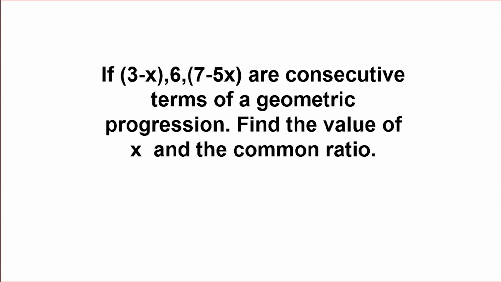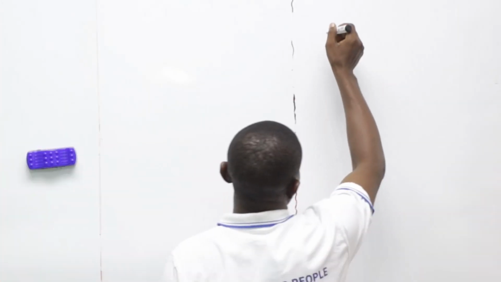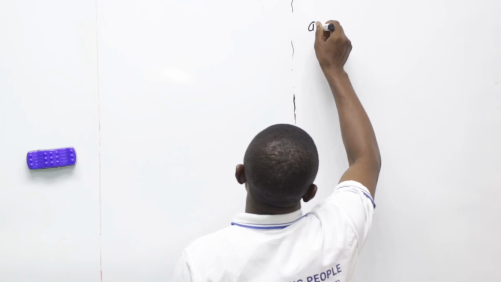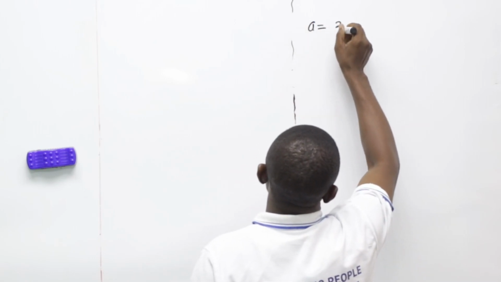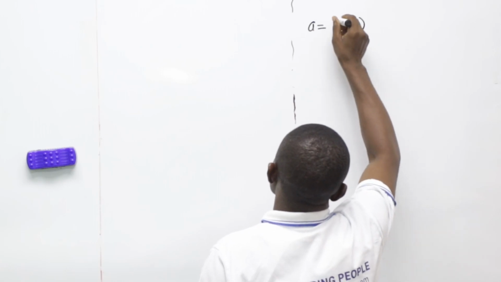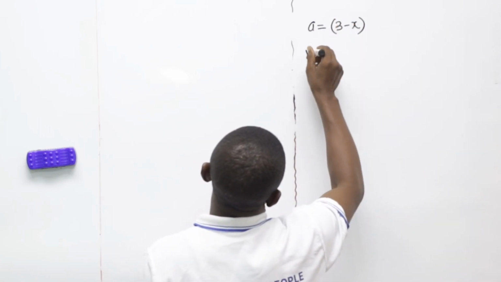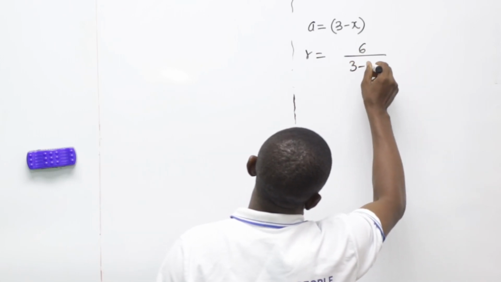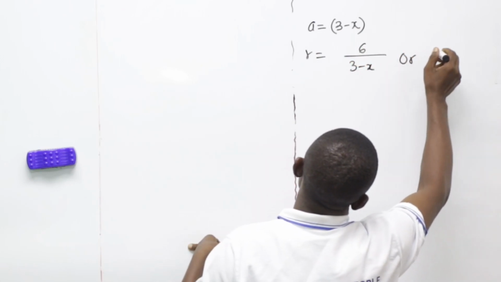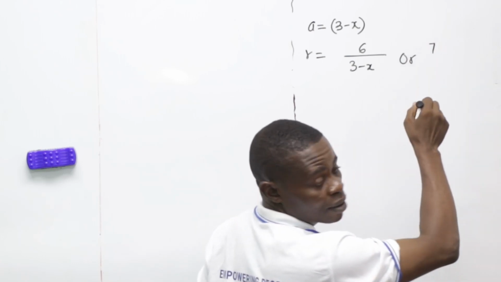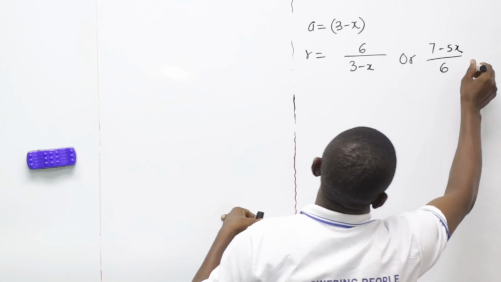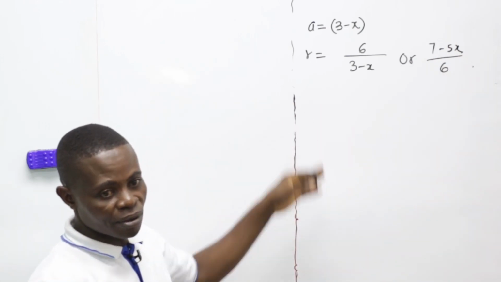So let us try to look for a way to get the value of x. We must communicate with the common ratio. First of all, a equals 3 minus x. This is our first term. While the common ratio is either 6 all over 3 minus x or 7 minus 5x all over 6. Two of them can go.